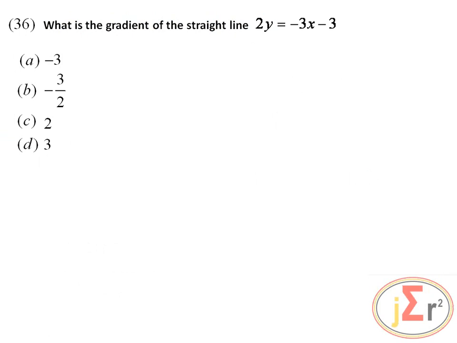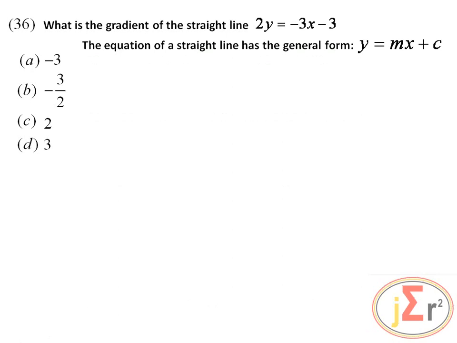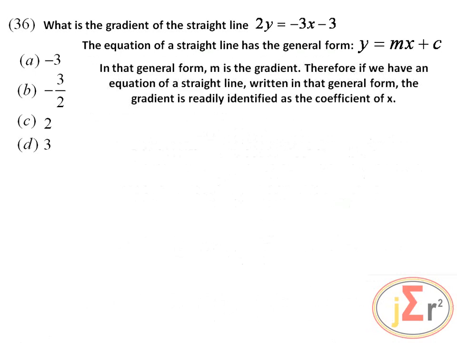What is the gradient of the straight line that we have right there? The equation of a straight line has the general form that we have seen on a previous slide. Y is equal to mx plus c. In that general form, m is the gradient. Therefore, if we have an equation of a straight line written in that general form, the gradient is readily identified as the coefficient of x. So in this general form, the coefficient of x is m, which is the gradient. Therefore, if we write this equation in the general form, the result that we have right there for the coefficient of x will turn out to be the gradient of the straight line.